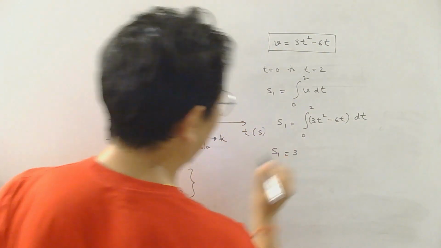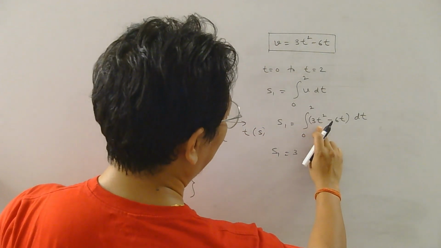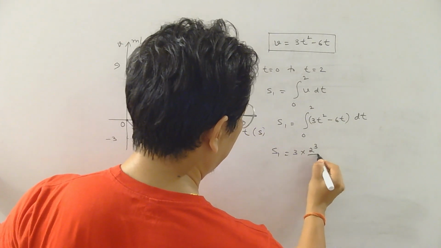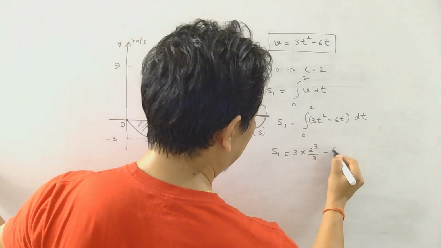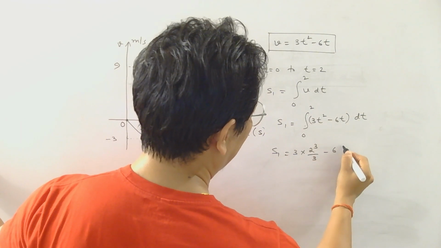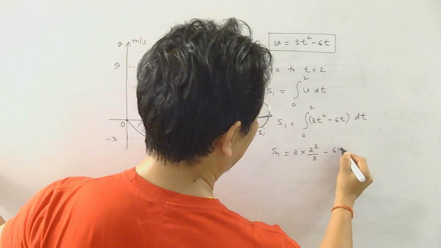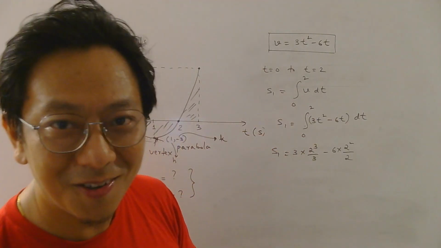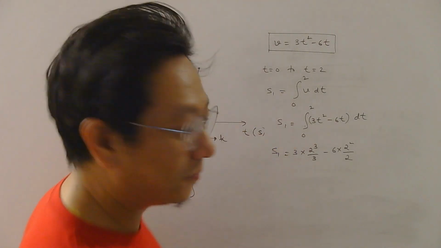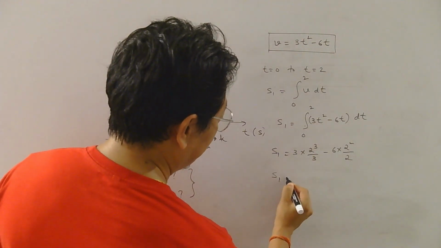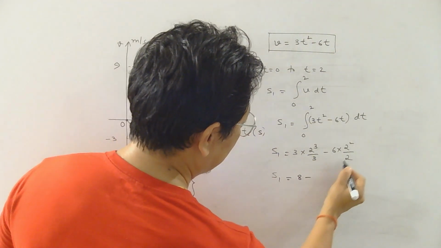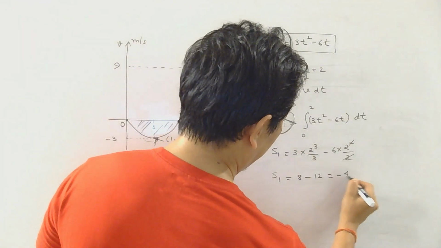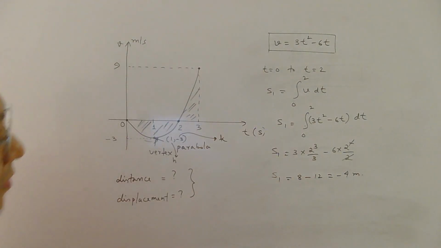3 will come outside. Integral of t squared will be what? t cubed by 3, put upper limit, 2 cubed by 3 minus 6. Integral of t dt will be what? t squared by 2, put upper limit, 2 squared by 2. I didn't put the lower limit because the lower limit is 0, so there's no point putting it, right? So this will come, 3 will cancel, 8 minus 12, 2 will cancel. So this will give you minus 4 meters, right?